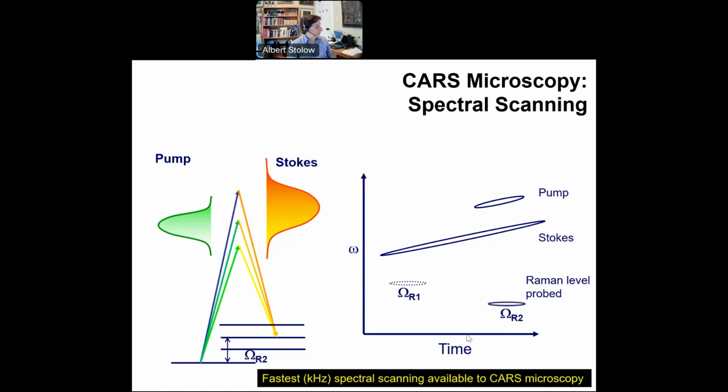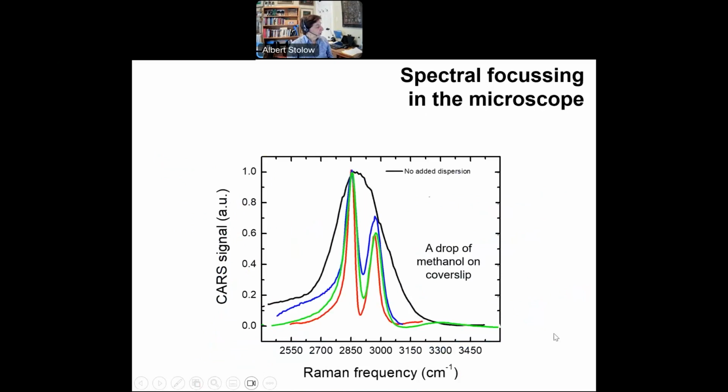This, in fact, is the fastest scanning that's available to CARS microscopy, this technique, which is called spectral focusing. To show you how this works, I'm going to put a drop of methanol, and I'm going to change the amount of chirp, the amount of stretching. Same lasers, same molecules, same microscope, everything's the same. The only thing I'm doing is changing the amount of chirping. And what you can see is as I increase the amount of chirping, my resolution and my signal to noise just get better and better.